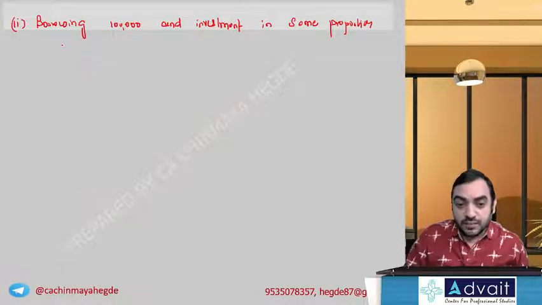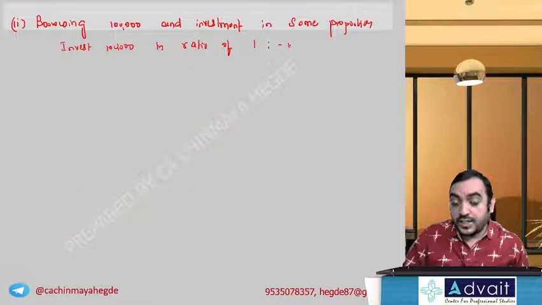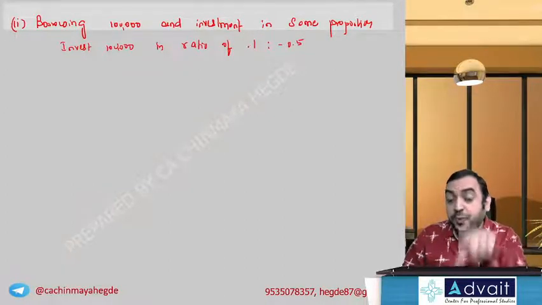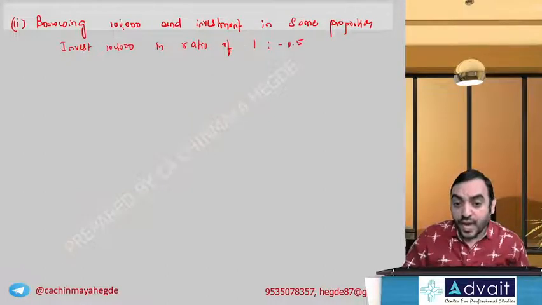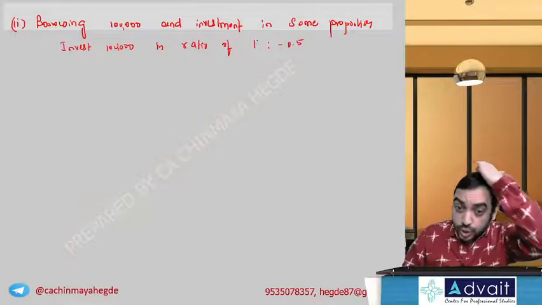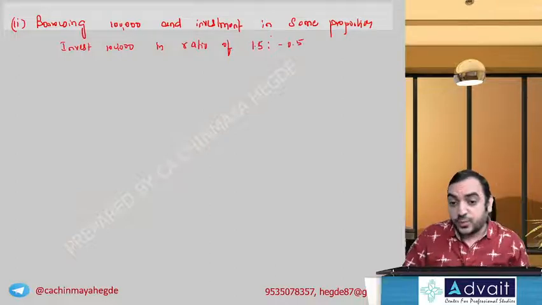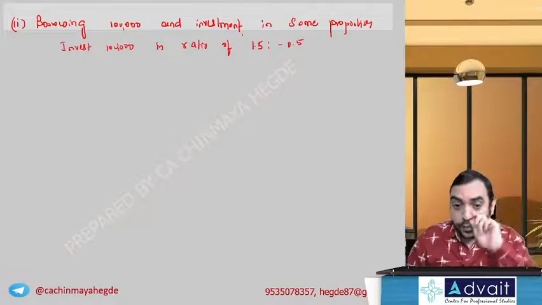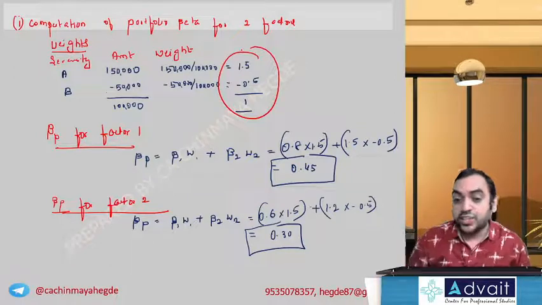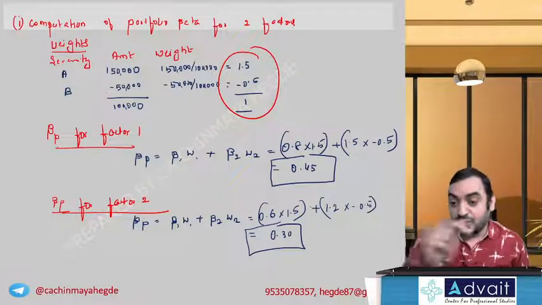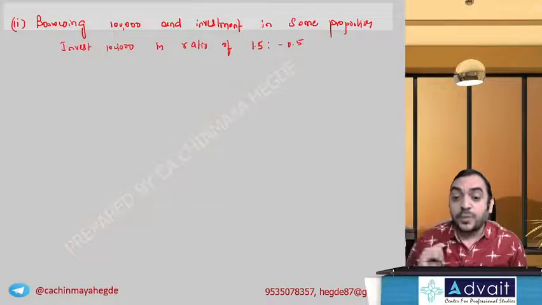Which means invest the 1 lakh in the same proportion. So when you have 1 lakh, you will invest in the ratio, not 1 is to minus 0.5, but 1.5 is to minus 0.5. We calculated this ratio, 1.5 is to minus 0.5, and this we make use of.